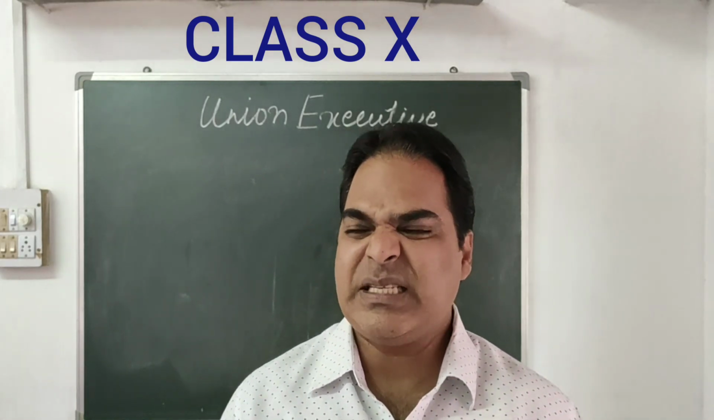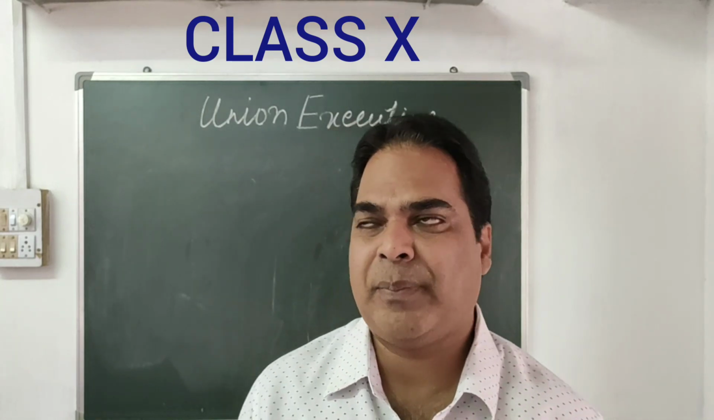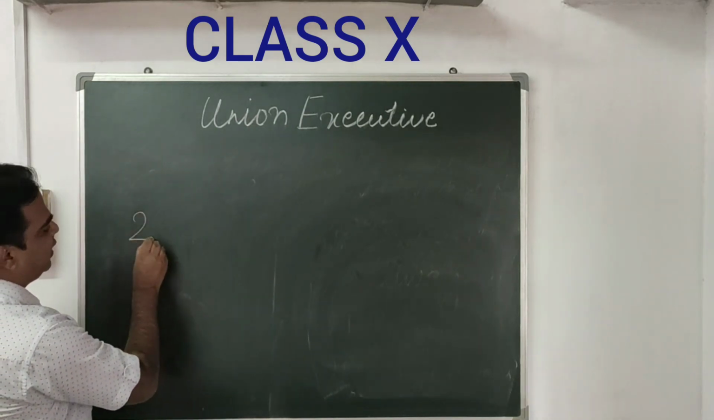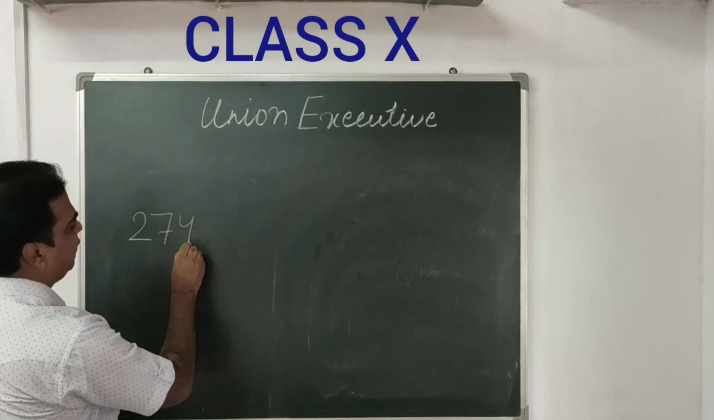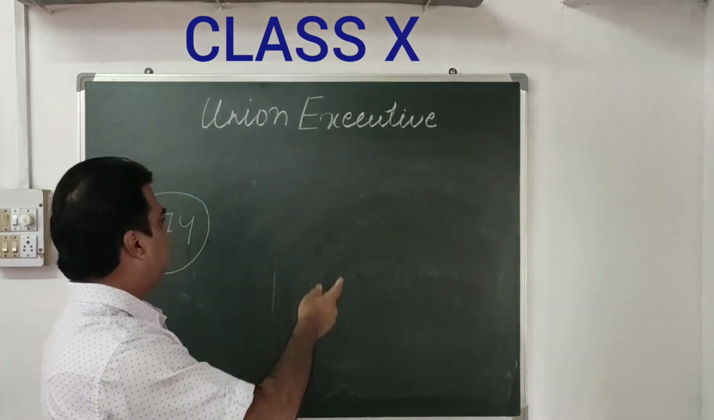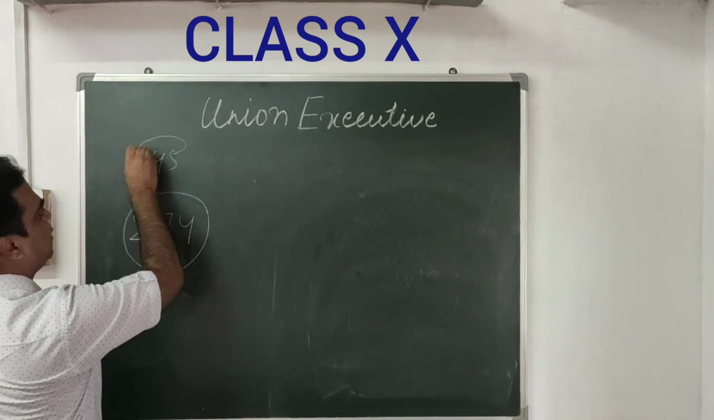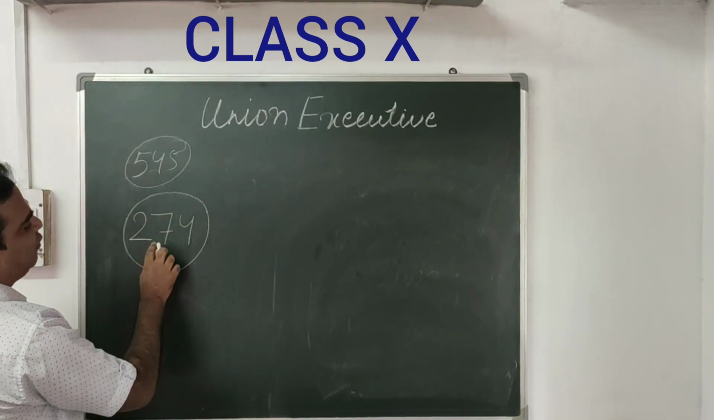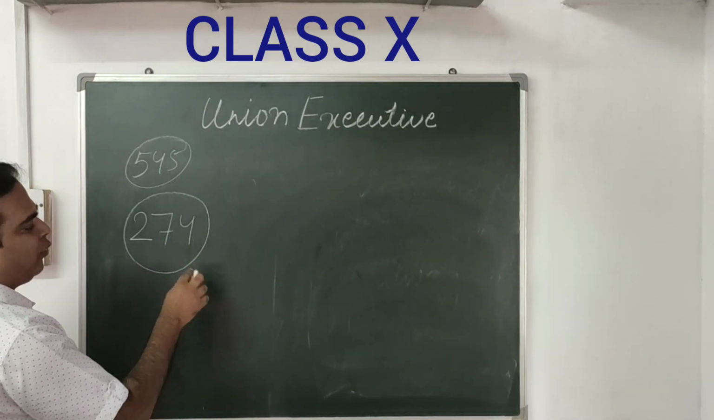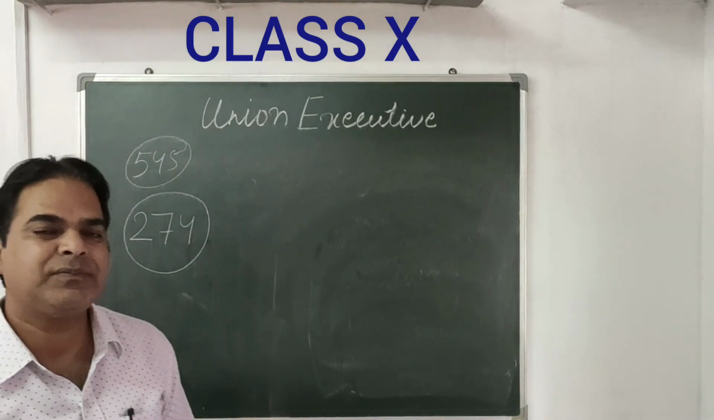The majority party forms the government. The party which gets more than half of the seats in the parliament forms the government. 545 is the total number, so more than half will be 273, 274. Whichever party gets this number of seats, they form the government.